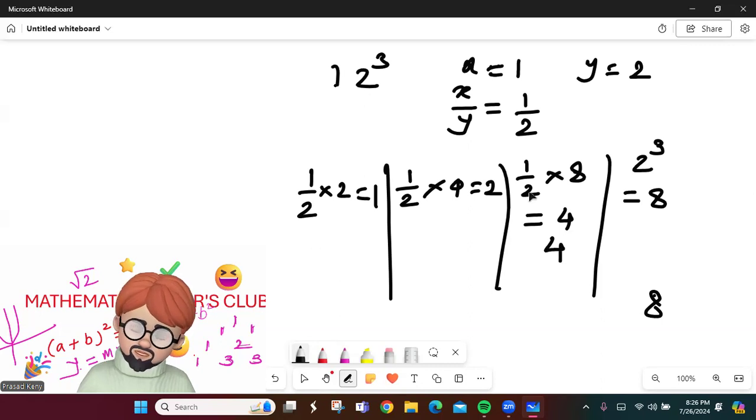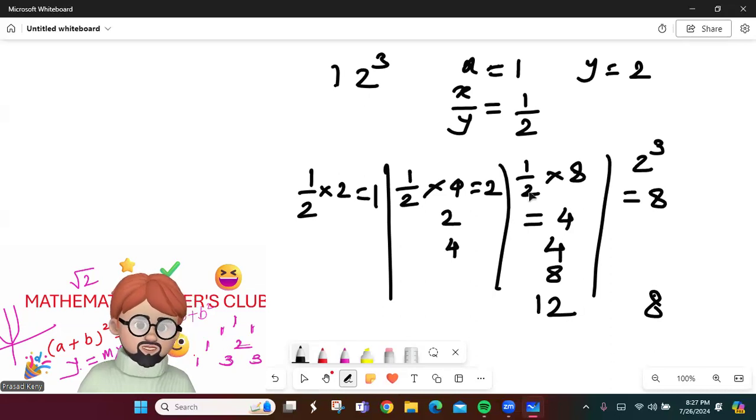Now, 8 I am going to write as it is down here. Now, 4 here, double it. 4 2s are 8. And add it. 8 plus 4, 12. Then similarly, in the third partition from the right side, do the same thing. 2, double it, 4. 4 plus 2 is 6. And here there is 1.